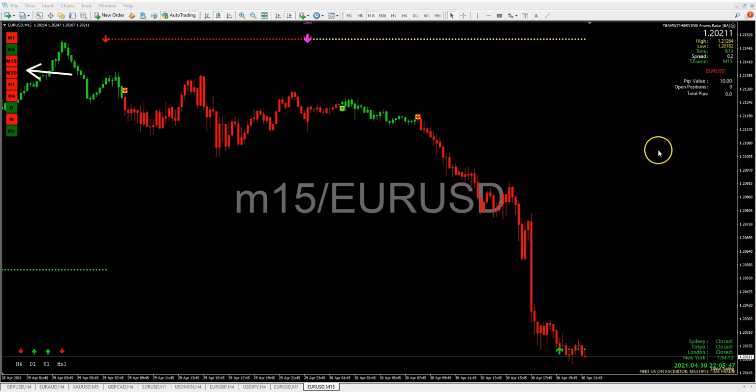Look at that, 30 minute, it's also selling, guys. So everything is selling. Let's say you don't like to trade 50 minute, because 50 minutes is not for everyone.